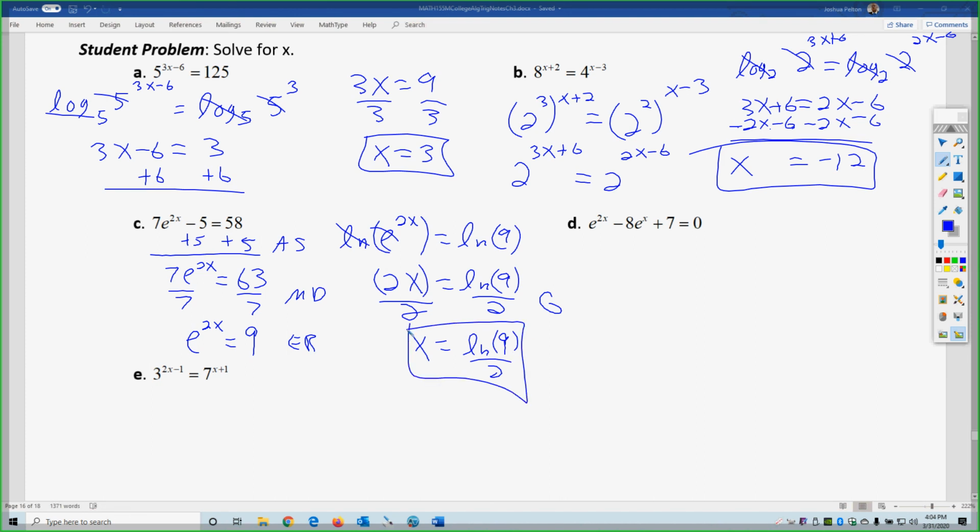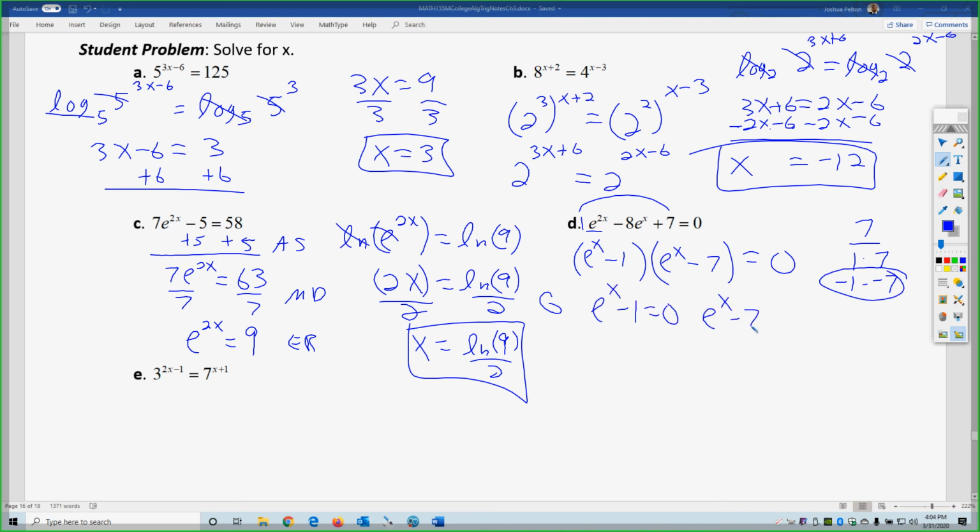Okay, last one is multiple x's. That's a factoring problem, so quad form factoring. E to the x times e to the x gives me e to the 2x. 1 times 7 gives me 7, which is 1 times 7, negative 1 times negative 7. But I'm going to need the double negative because that multiplies to 7 but adds to negative 8. So e to the x minus 1 equals 0, e to the x minus 7 equals 0. So e to the x equals 1 or e to the x equals 7.